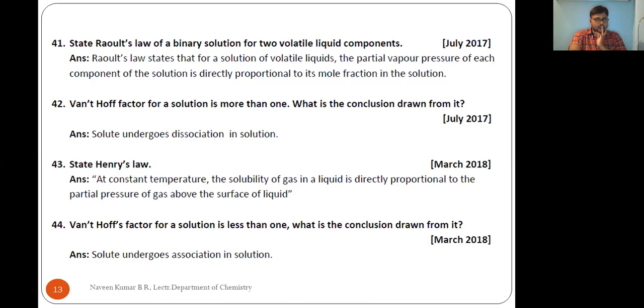Next, supplementary of 2017. State Raoult's law for a binary solution of 2 volatile liquid components. A repeated question. Only 2 laws are there, and you can remember them: Henry's law and Raoult's law. It is for a mixture of 2 volatile liquids. The partial vapor pressure of each component is directly proportional to its mole fraction present in the solution.